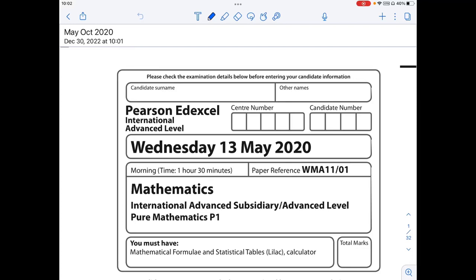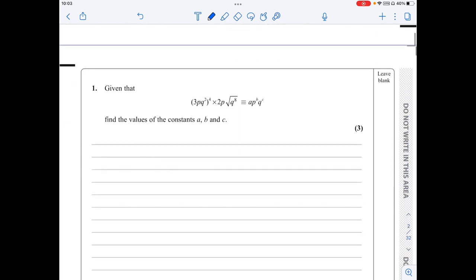So welcome, this is the Edexcel IAL International A Level May/June 2020 or October 2020 paper of P1. First question: find the constants A, B, C.